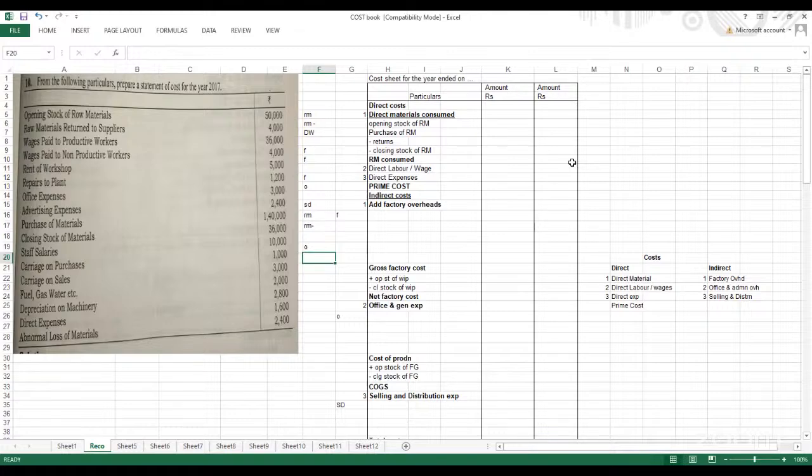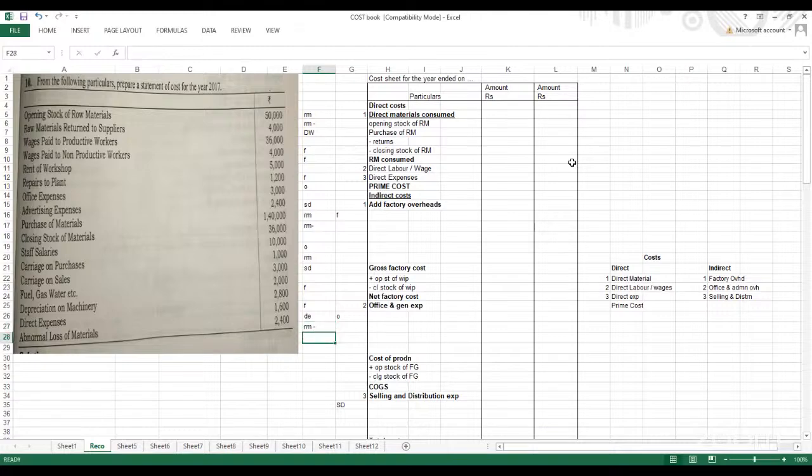Carriage on purchase, again we have to add to raw material, so mark RM. Carriage on sales is a selling and distribution expense, so mark SD. Clear? Then fuel gas is used in factory, so mark as F. Then depreciation on machine we use in factory, so mark F. Direct expenses, yes, we have that third item in direct cost, direct expense, so mark DE. Clear? Abnormal loss of material, again RM, but it will be minus from material.